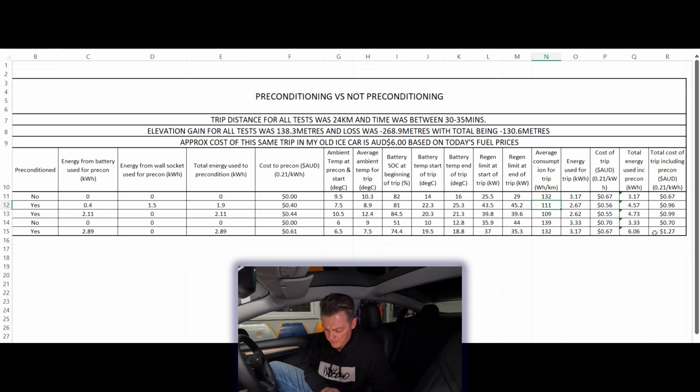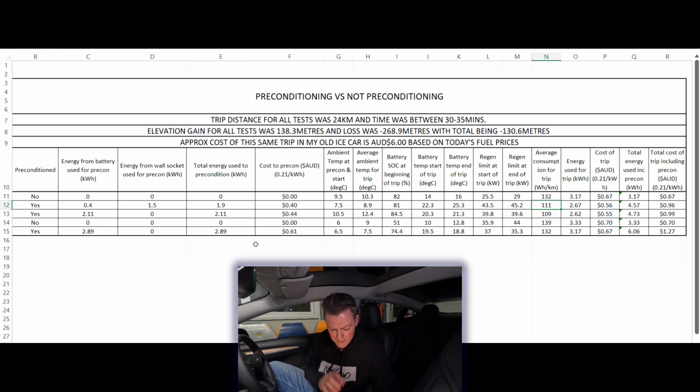This one here, where I preconditioned not plugged into the wall, that's where it actually, because of the colder morning, used a lot more power to precondition the car. So almost 3 kilowatt hours. So that just shows you, yeah, preconditioning on those super cold mornings.